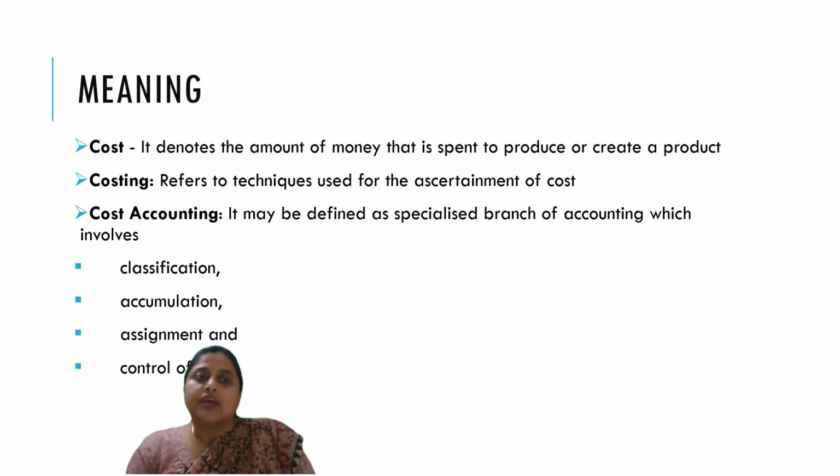Moving ahead to cost accounting, it may be defined as a specialized branch of accounting that involves majorly four things, that is classification, accumulation, assignment, and control of costs. We need to classify costs, say for example, as a direct cost or an indirect cost, then accumulate them into one particular cost center, then assign them to different products or different cost centers. And once we get to know the cost, we can go ahead and use cost control techniques.